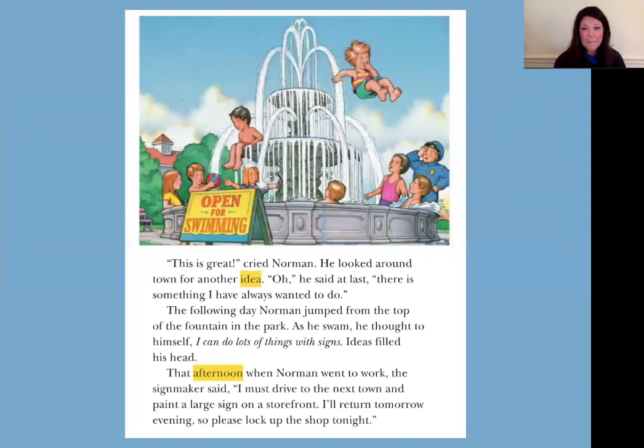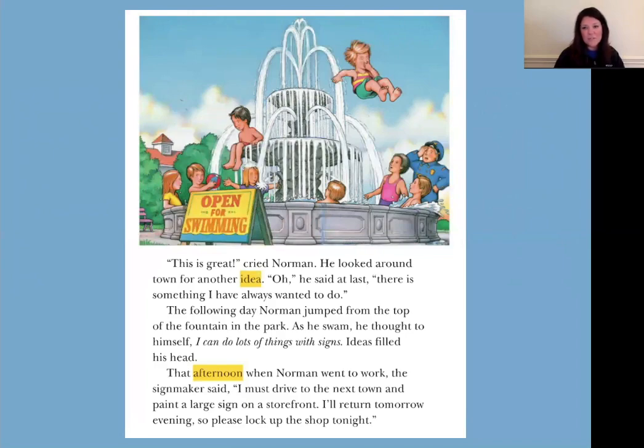All right, let's keep reading. "This is great," cried Norman. He looked around town for another idea. "Oh," he said at last, "there is something I have always wanted to do." The following day, Norman jumped from the top of the fountain in the park. As he swam, he thought to himself, "I can do lots of things with signs." Ideas filled his head. That afternoon, when Norman went to work, the sign maker said, "I must drive to the next town and paint a large sign on a storefront. I'll return tomorrow evening, so please lock up the shop tonight."